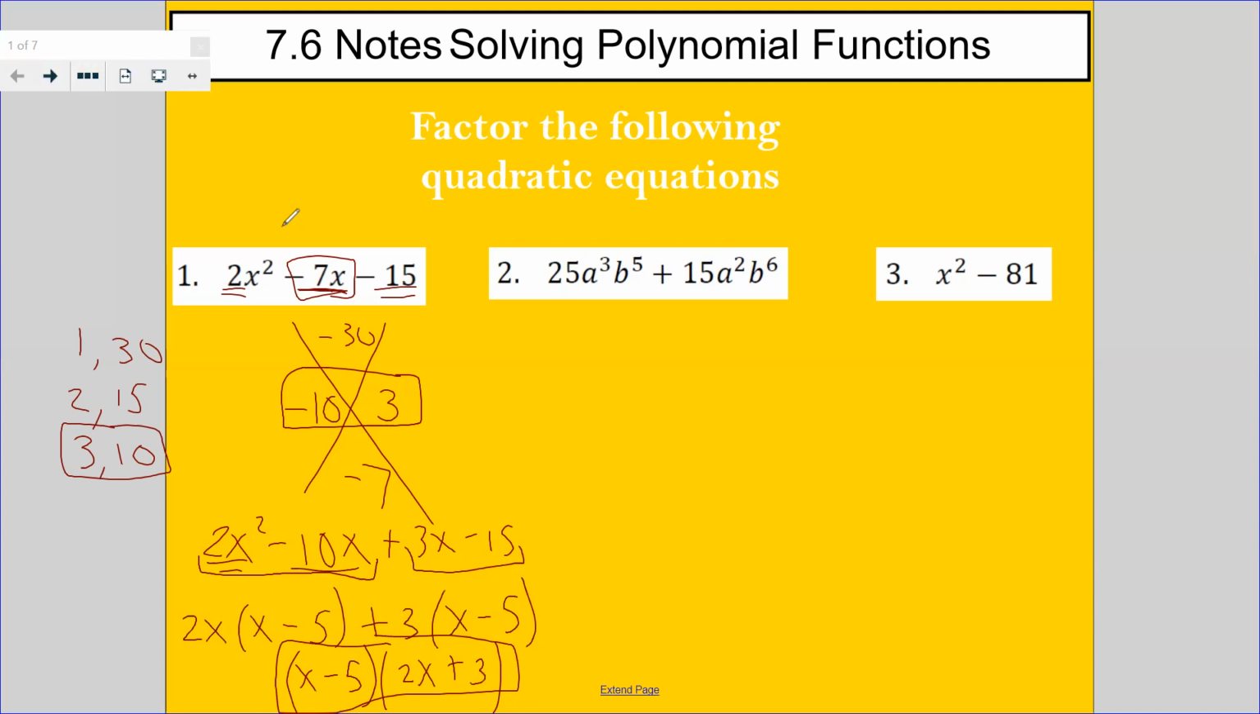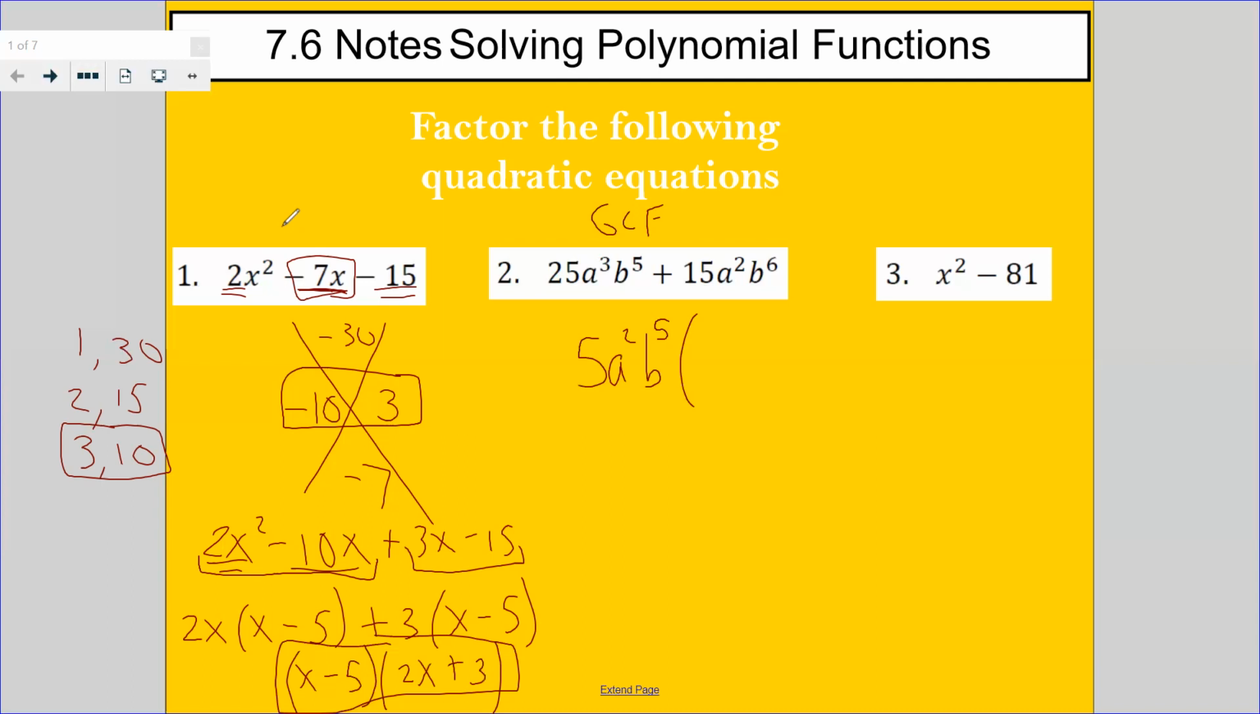Okay, number 2. Another technique is kind of what we did at the end of that last one, which is just take out the GCF, greatest common factor. What is the biggest thing in common with all the terms that I have? So I'm looking at 25 and 15. 5 is the biggest number that could be divided into both of those. I could also take an a squared from each and a b to the 5th from each. So that's my GCF. That's the greatest common factor.